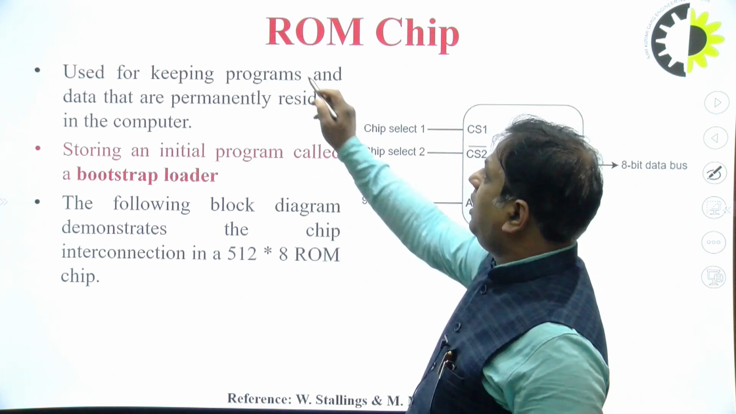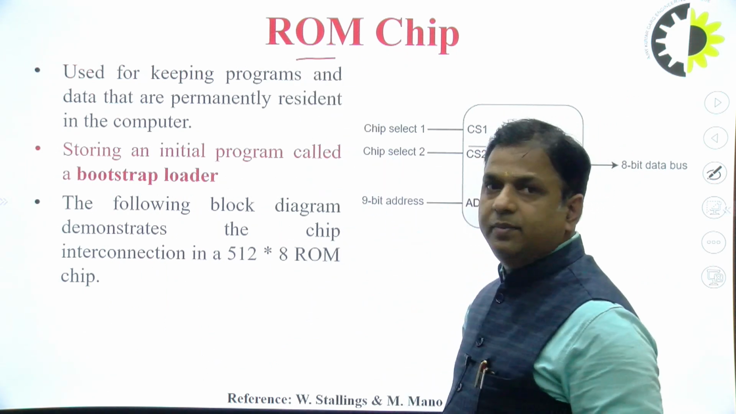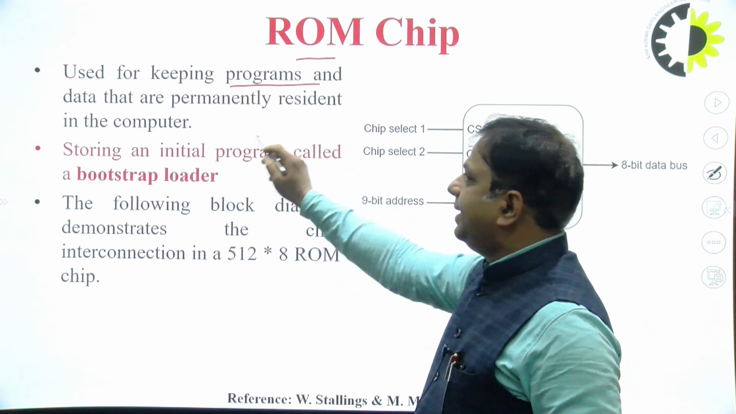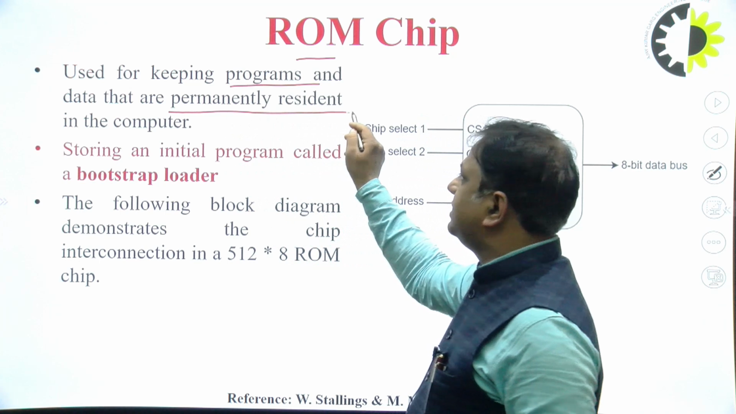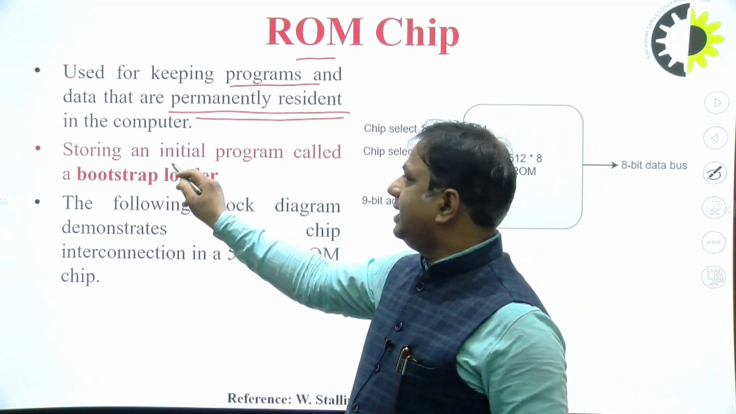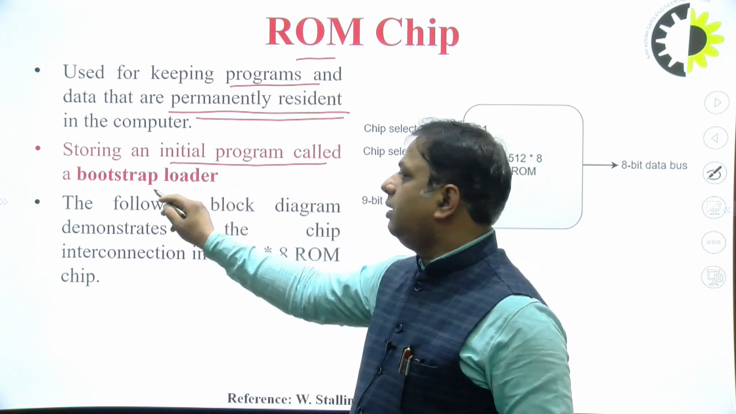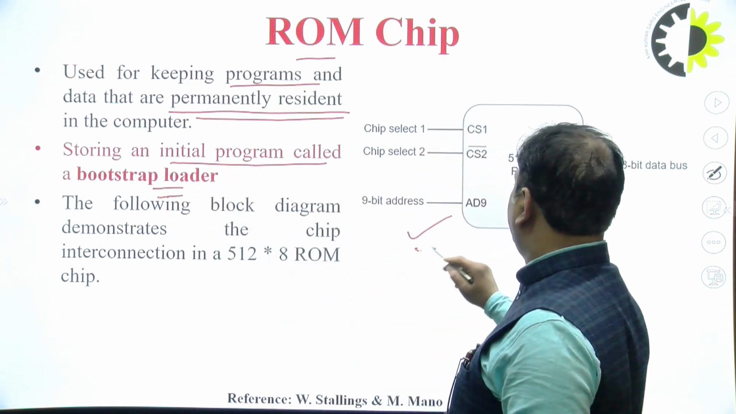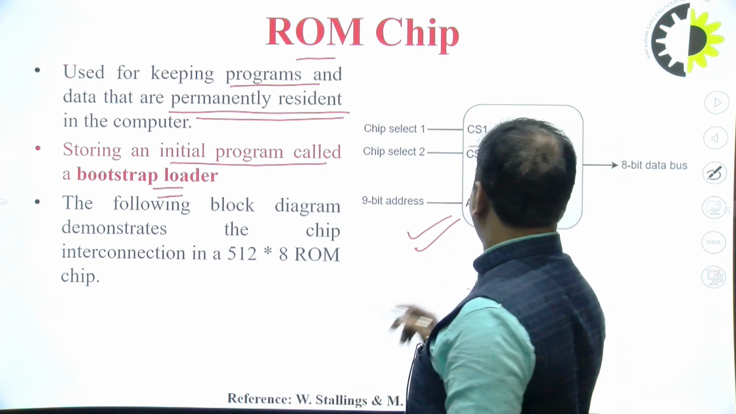Second is the ROM chip, that is the read only memory. This is used for keeping programs and data that are permanently resident in the computer. This is used for storing an initial program that is called a bootstrap loader. This is the block diagram of the ROM.